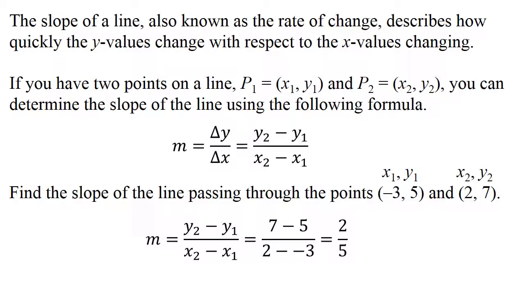7 is y2, 5 is y1, positive 2, or 5 is y2, positive 2 is x2, and then -3 is x1. And be careful about those signs, because you're thinking I'm subtracting and then you see a negative. Don't forget to put the negative sign in there, because 2 minus a -3 is really 2 plus 3. So that's why it's 2/5.